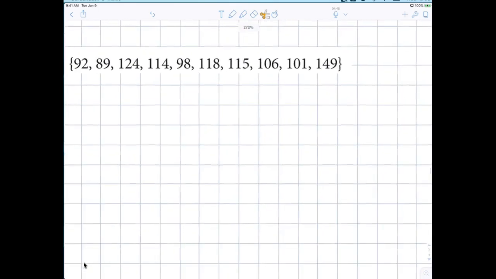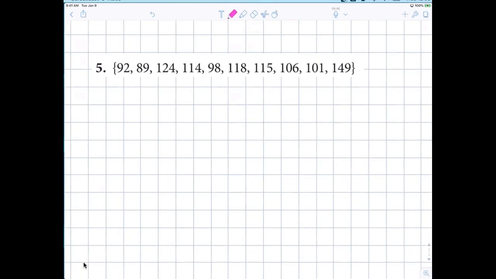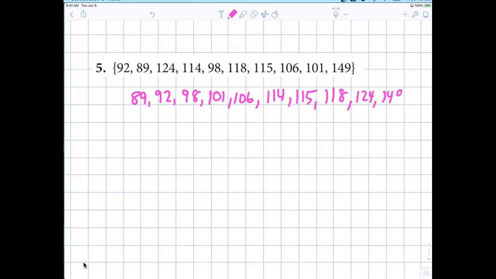So now the annoying part is we have to put these numbers in order. I need help. What's the smallest? 89. Come on, who's got it? Go ahead, Justice. 89, 98, then 101, 114, 115, and then 124. Is everybody agreeing with me? Yeah, Justice, you're good at that. Very good. Does everybody see that?